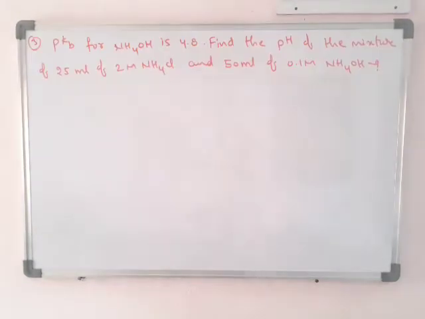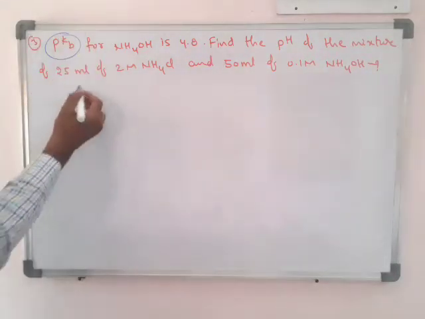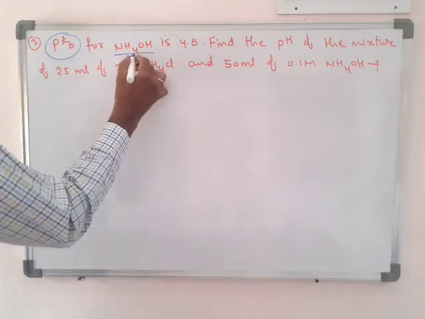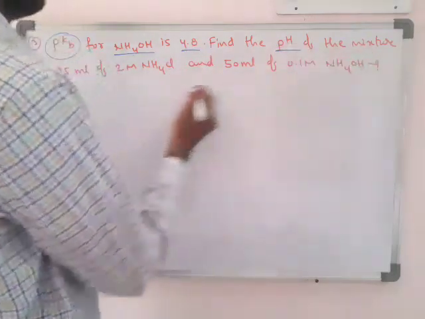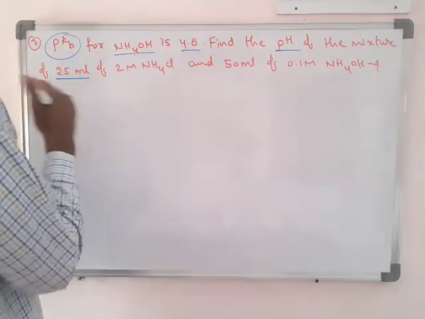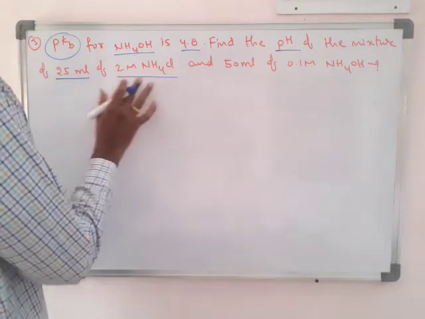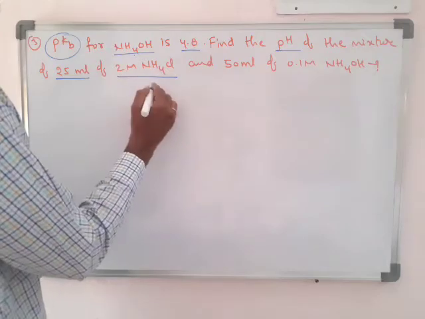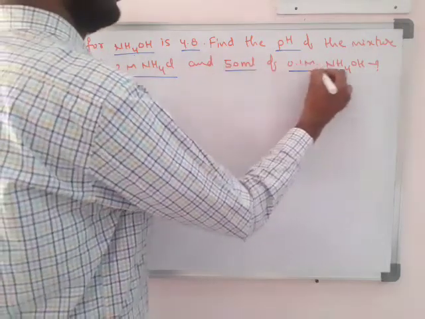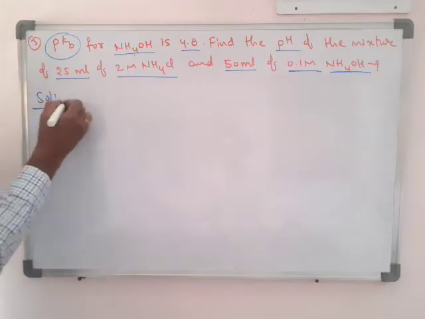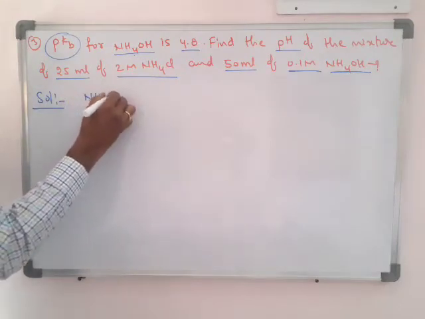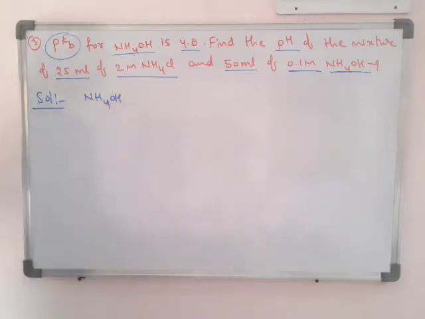Okay, see question number 3. Here the pKb is directly given for a weak base, NH4OH is a weak base, 4.8. I have to find the pH of the mixture of 25 milliliter of 2M NH4Cl, ammonium chloride is a salt, and 50 ml of 0.1 M NH4OH. Meaning, what did you understand? So here, NH4OH is a weak base.